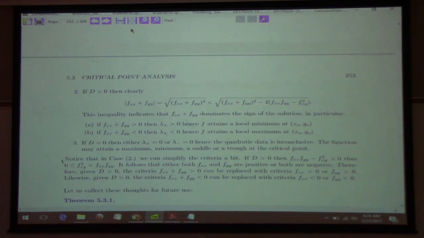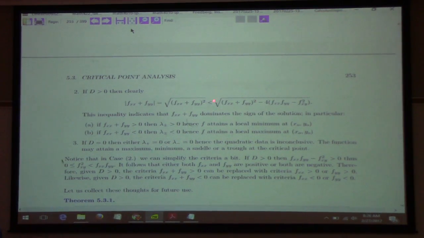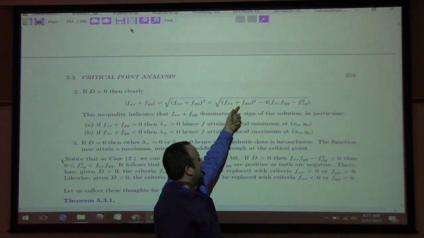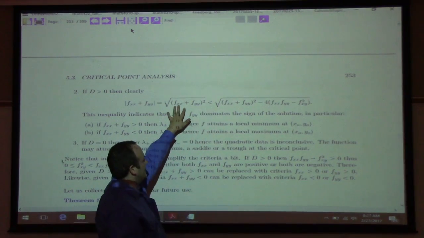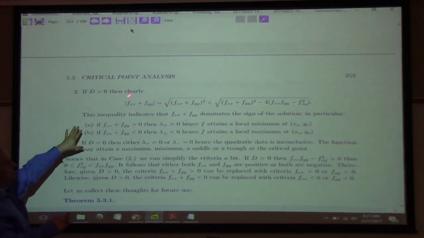If D is greater than 0, well, then it's clear that this radical is smaller than that. Wait a minute. Right? I mean, look at this. I'm taking this and subtracting something that's necessarily positive, because D, again, is this term. So it would be like something squared minus something. This inequality is bogus, right? Like if this is 5 squared, that's 25, and this is 1, then we're looking at the square root of 25 versus the square root of 21. Clearly the square root of 25 is larger, which is what I want.